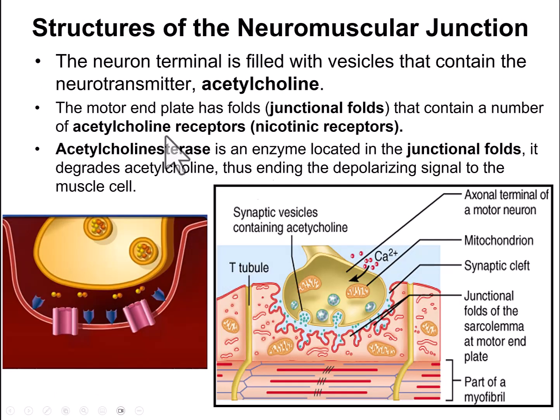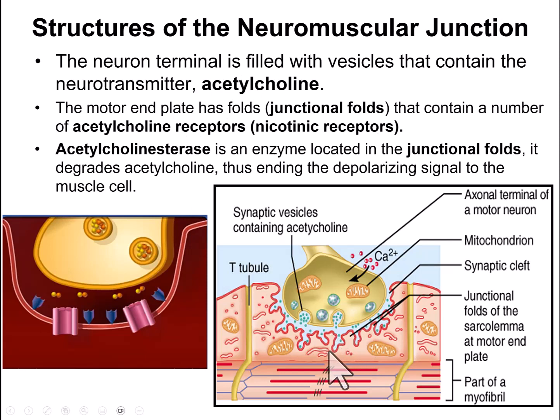The neuron terminal is filled with vesicles that contain the neurotransmitter known as acetylcholine. And the motor end plate has junctional folds. So what you see here with this folding are the junctional folds. And this is greatly going to increase the surface area that these acetylcholine receptors are on. These acetylcholine receptors are also referred to as nicotinic acetylcholine receptors or nicotinic receptors. We're going to get more into nicotinic and muscarinic receptors, and we're going to use this a lot. So right now, you just want to become familiar that nicotinic receptors are the same thing as acetylcholine receptors at the neuromuscular junction of skeletal muscle.